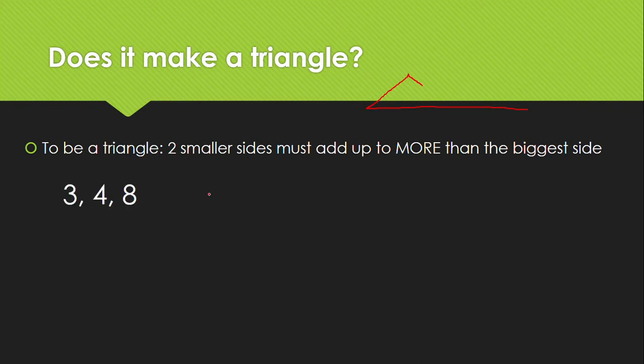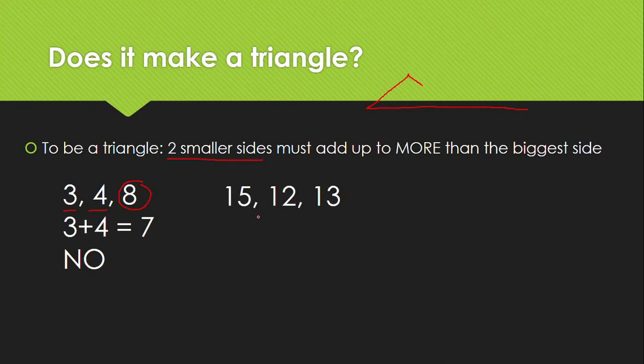So here's an example. If we have 3, 4, and 8, I'm going to look at my two smaller sides, so 3 and 4, and I want to add them up. So 3 plus 4 is 7, okay? If this is going to be a triangle, that sum there, that 7, would have to be bigger than this biggest side, 8. And that's not true. 7 is smaller than 8, so this is not a triangle.